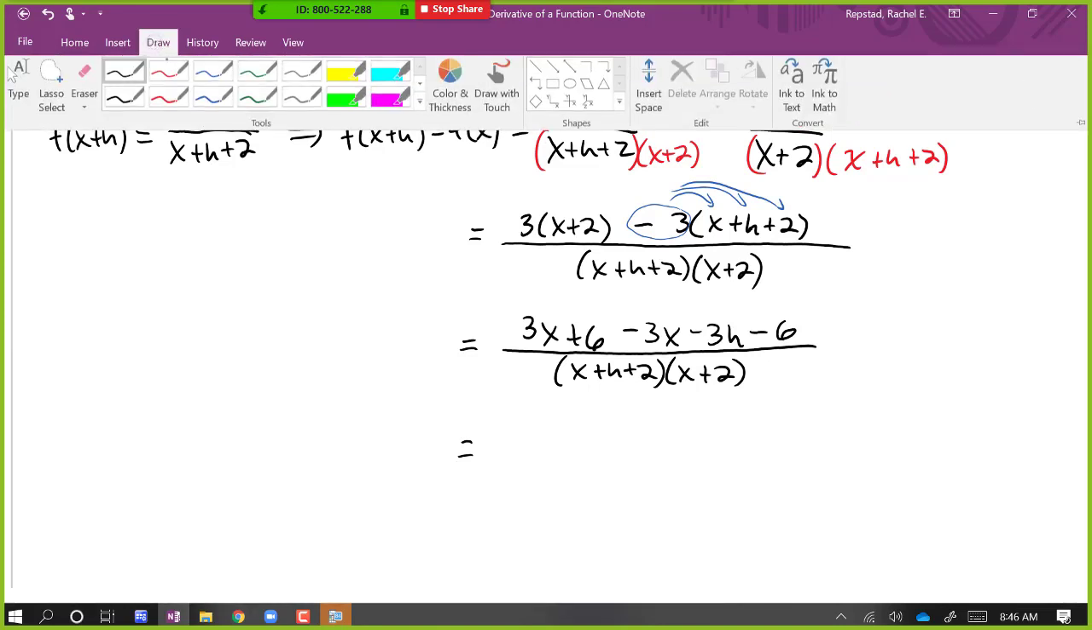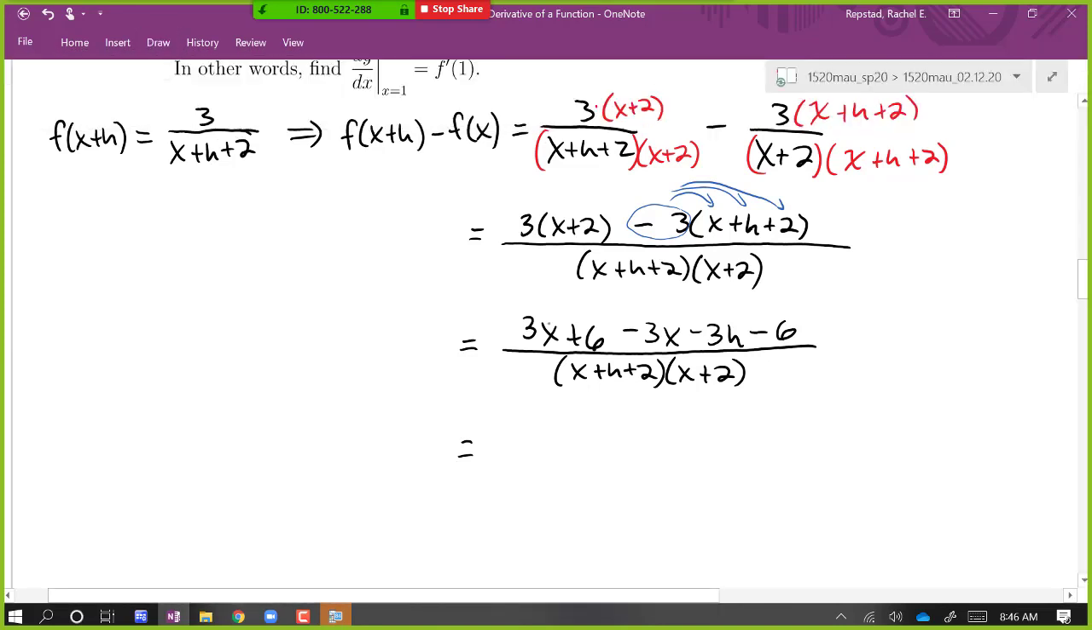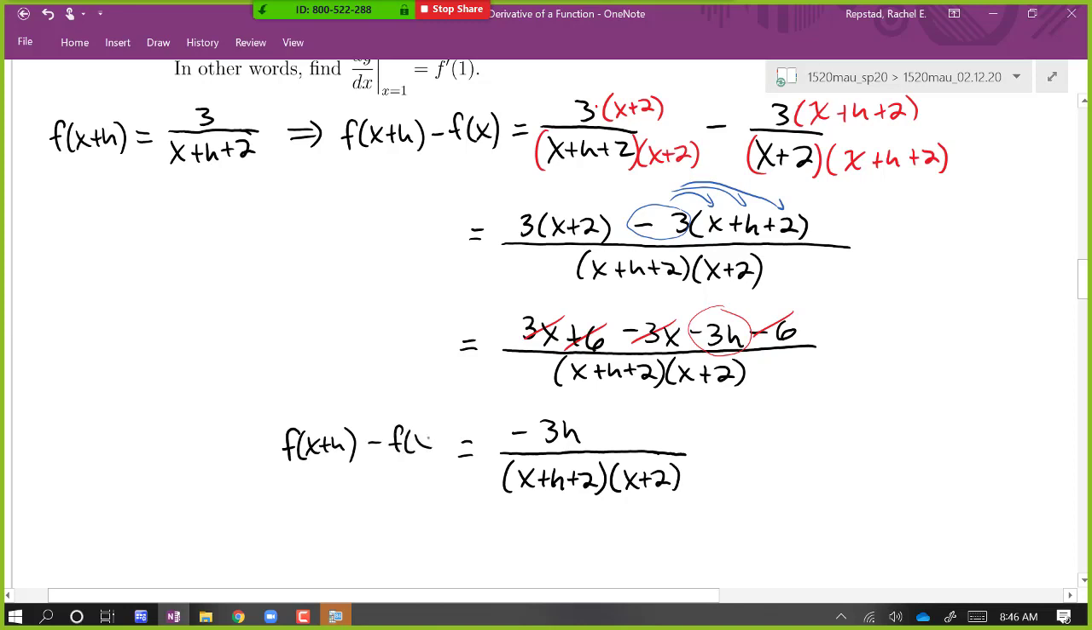We get some nice canceling to happen in the numerator. We have a positive 3x and then a minus 3x here. We've got a plus 6 and then a minus 6. So the only thing we're left with on top is a negative 3h. And on the bottom, we have x plus h plus 2 times x plus 2. This is a pretty good spot for us to be in right now. So here's the simplified expression for the numerator of that limit.